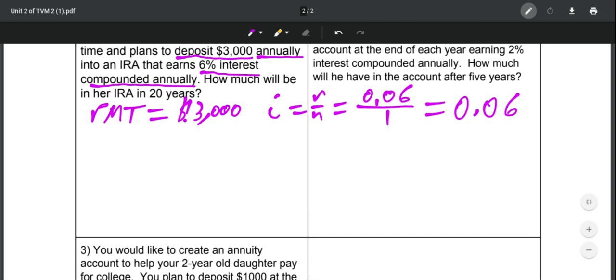We also need to figure out what, well, we know N is 1, then we just need the time, and the time's just going to be 20 years. All right. Now all we got to do is plug all that stuff in the formula I just gave you, and we'll be good to go. So it should look something like this.